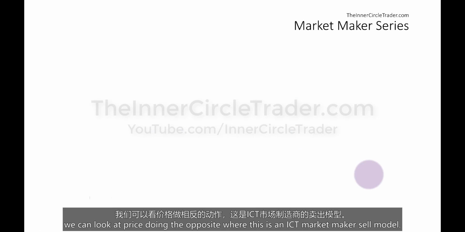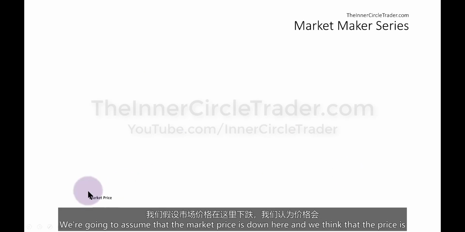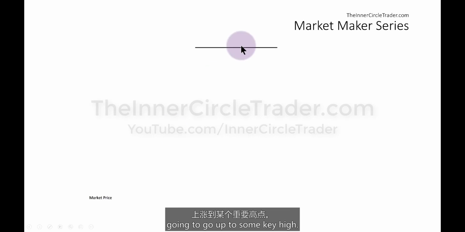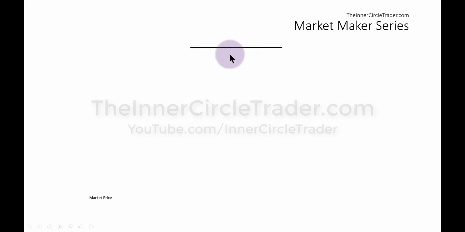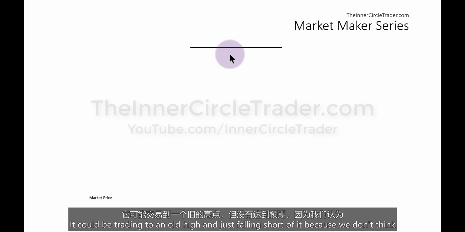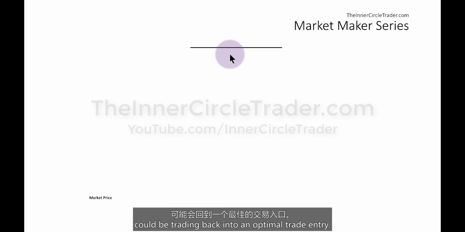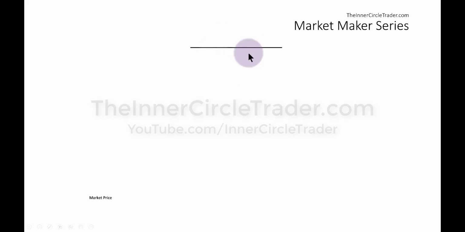Now, conversely, we can look at price doing the opposite, where this is a ICT market maker sell model. We're going to assume that the market price is down here, and we think that the price is going to go up to some key high. Again, that could be running on an old high. It could be trading to an old high and just falling short of it because we don't think it's going to go higher. It could be trading back into an optimal trade entry sell.